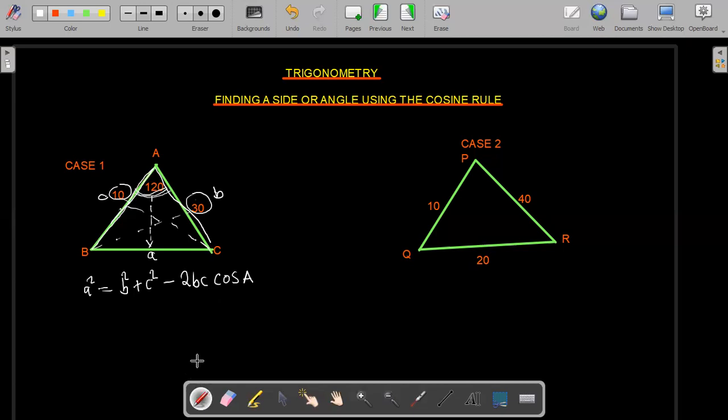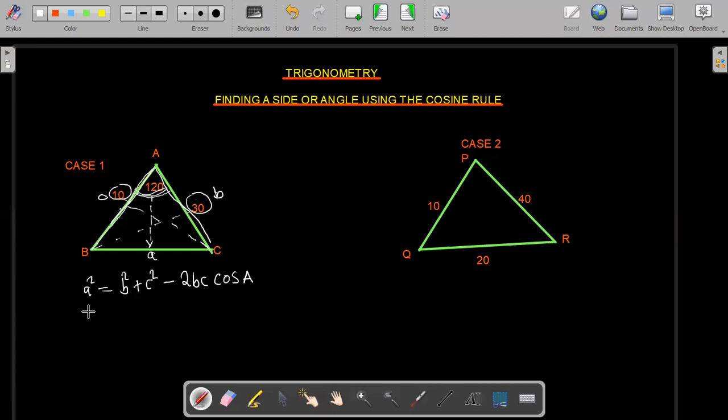In this case, we are looking for this side, so we are just going to get our values. The value for b is 30, the value for c is 10. Where there's b, we put 30, and where there's c, we put 10. Then cos A, capital A, is the angle. Remember, the angle is represented by a capital letter, any letter, but it should be a capital letter. That means we are representing an angle.